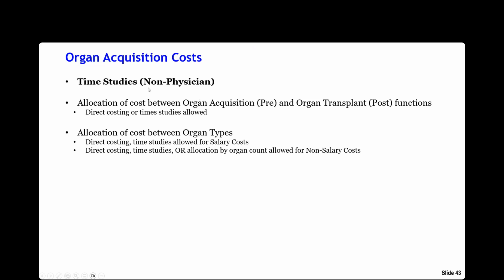Time studies, we're talking non-physician now. And I talk organ acquisition, although it applies to many areas outside of organ acquisition, but this tends to be one of the more complex ones. And again, we need some sort of reference for how those costs are split, how the salaries are split. It could be direct costing or time studies. But also we need to allocate between the different types of organs those individuals might have been working on. Now, if it's salary, we still need that time study, generally speaking, or direct costing. But if it's a non-salary cost you're trying to allocate, then you can allocate it by organ count. And there are a variety of different things that would be there. So just split it out pro rata based on the number of organs that type of cost covered.